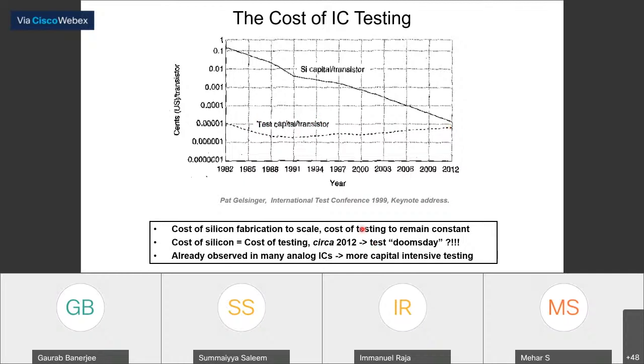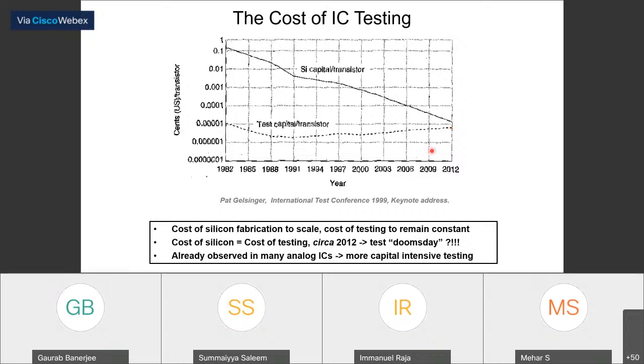So he predicted that there would be something called a test doomsday, around the year 2012. I think a lot of you remember that we predicted the world would come to an end in 2012. Anyways, it didn't; it looks like that date was 2020. But jokes aside, the cost of testing has been flat, and there was an inflection point.